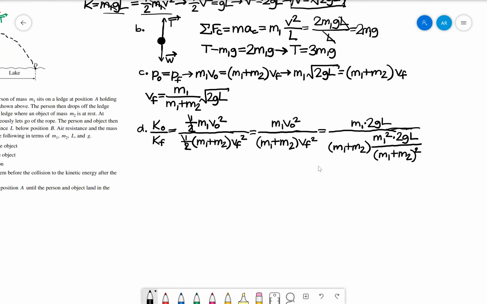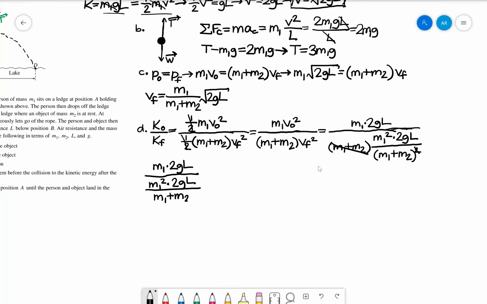So essentially, we try to simplify this as much as possible. Now, this m1 plus m2 cancels with this squared. So essentially, we have m1 times 2gl over m1 squared times 2gl over m1 plus m2.